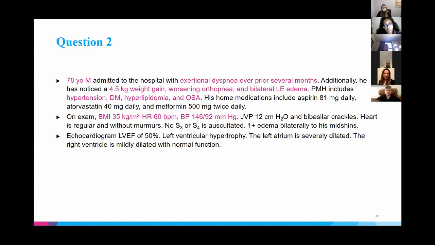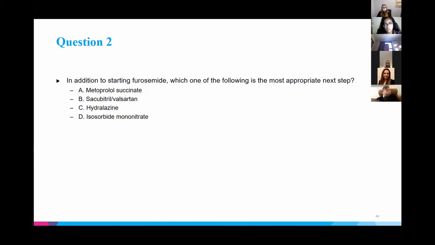His echo shows an EF of 50% with LVH, and the left atrium is dilated. The right ventricle is mildly dilated with normal function. So in addition to starting furosemide, which of the following is the next appropriate step? Metoprolol, Entresto, hydralazine, isosorbide mononitrate.